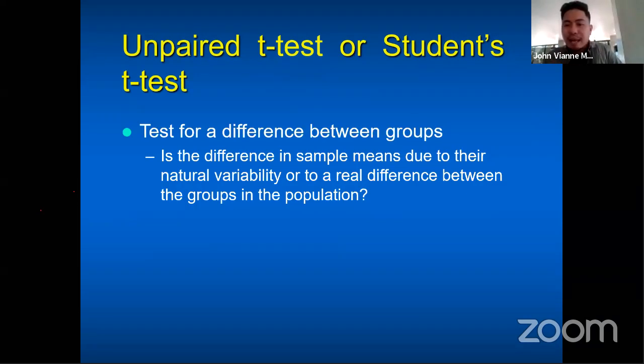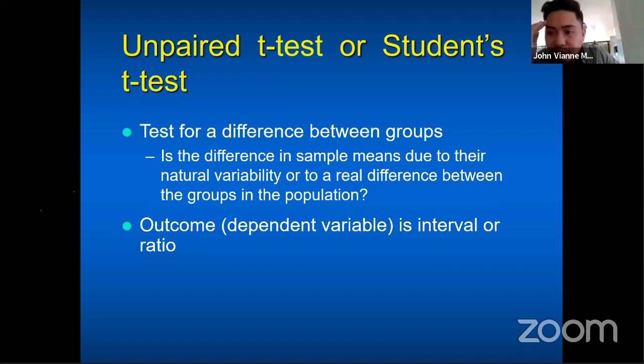So is the difference in the sample means due to their natural variability or to a real difference between the groups in the population? That is the question being addressed in a test for a difference between groups. Now, your outcome variable, ang imong i-analyze nga data, should be an interval or ratio variable. Okay? It should be continuous by nature. It should be like temperatures, intelligence scores, stress scores, leadership perception scores, corruption index, budget, anything that is measurable in terms of numbers.